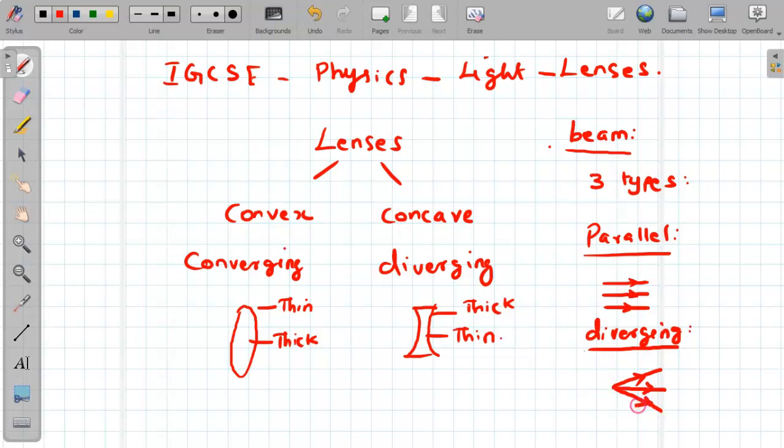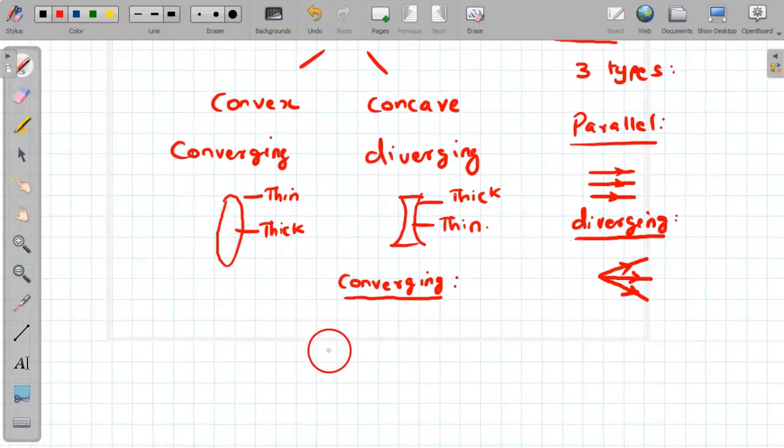In a diverging beam the light rays are going away from each other. Then we have the third one, the converging beam. All the light rays are meeting at a point, so it is a converging beam.